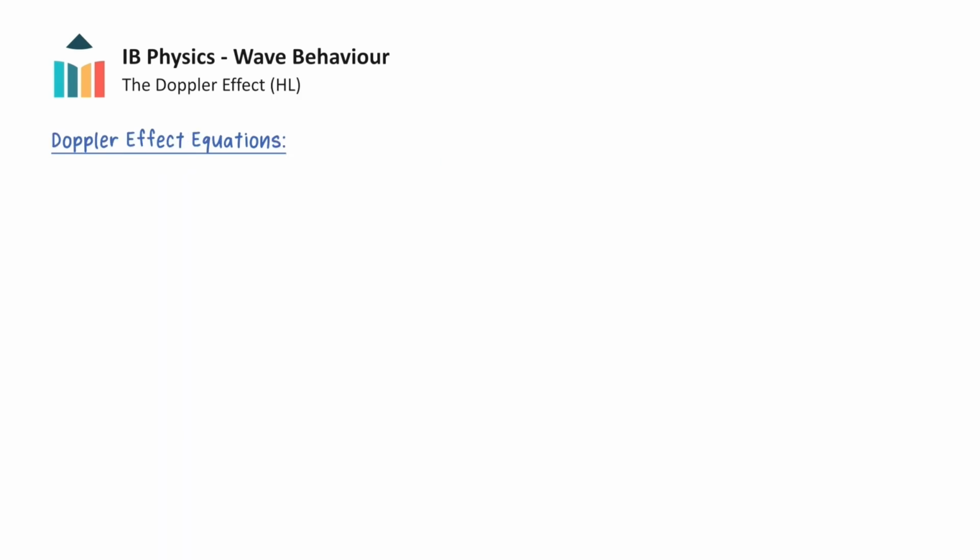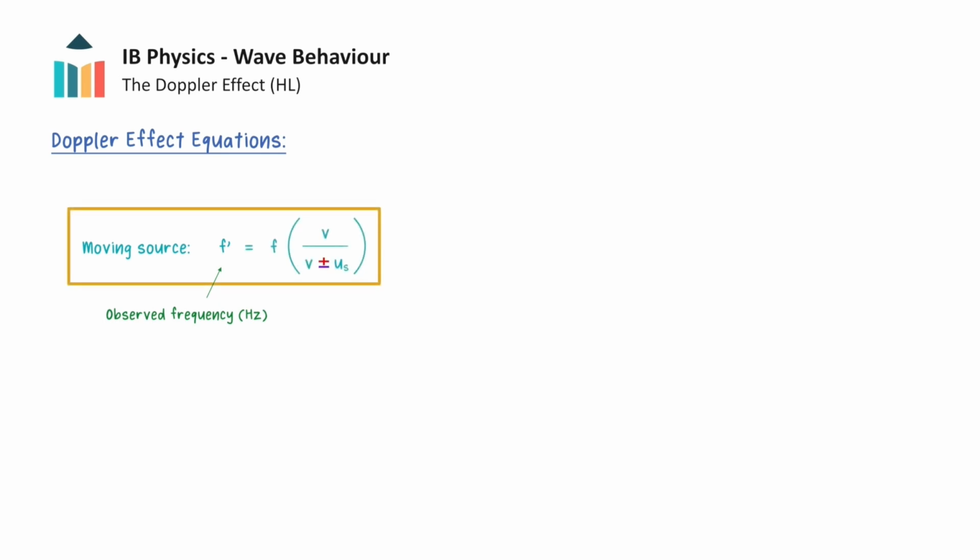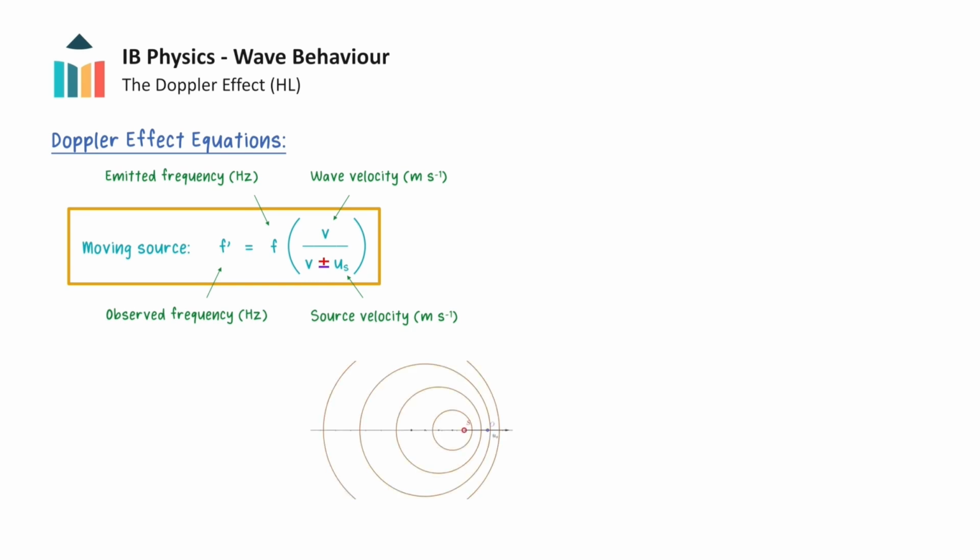In this section, we will calculate the observed frequencies for sound waves and mechanical waves due to the Doppler effect. When we have a moving source, the frequency detected by a stationary observer is given by the following equation. Here, f is the emitted frequency, v is the velocity of the waves, and u_s is the velocity of the source. To determine which sign to use in the denominator, consider the wavefront diagram.